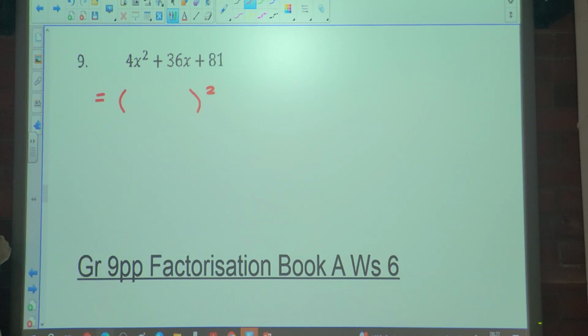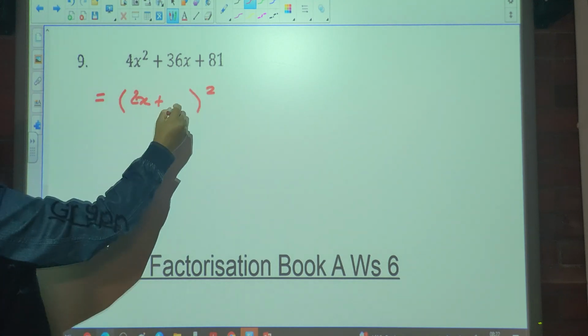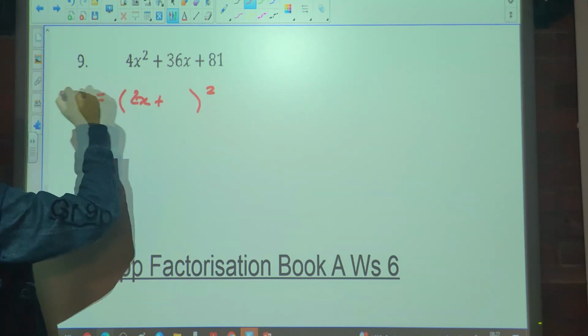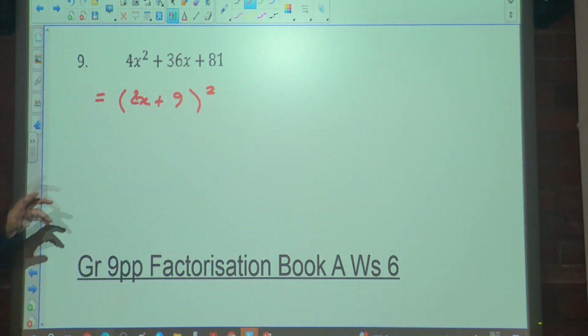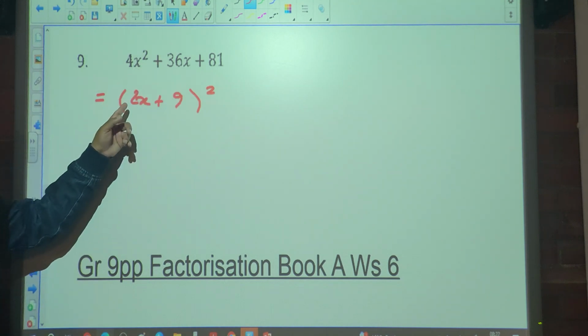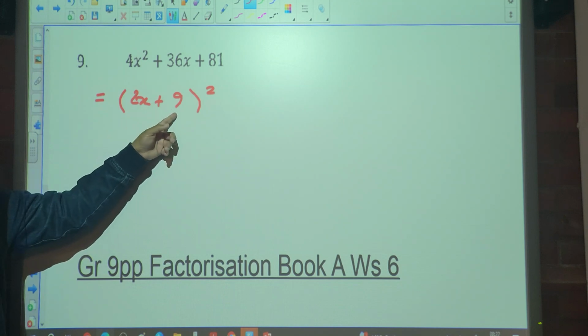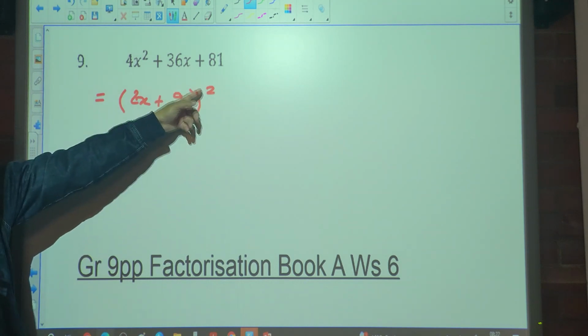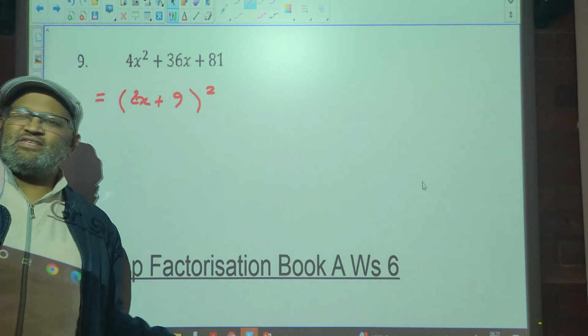So what's the square root of 4x squared? 2x. Plus square root of 81? 9. Then we test for the middle term. What is 2x times 9? 18x. 18x times 2? 36. You guys understand?